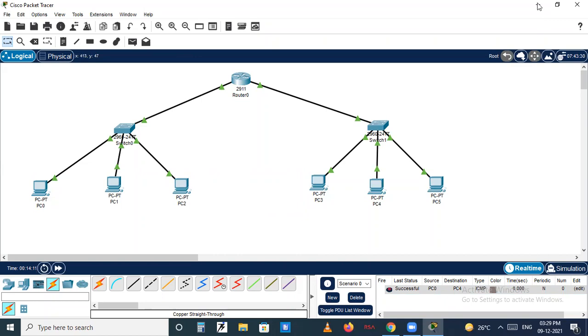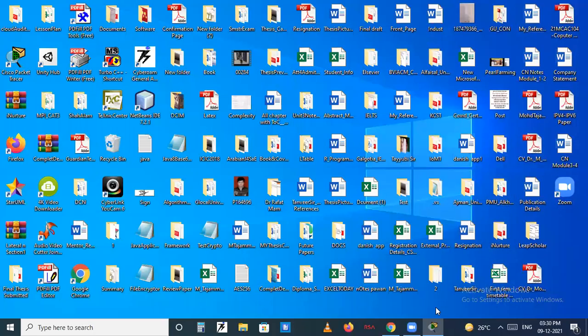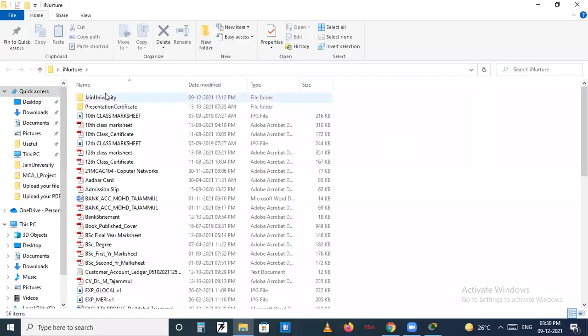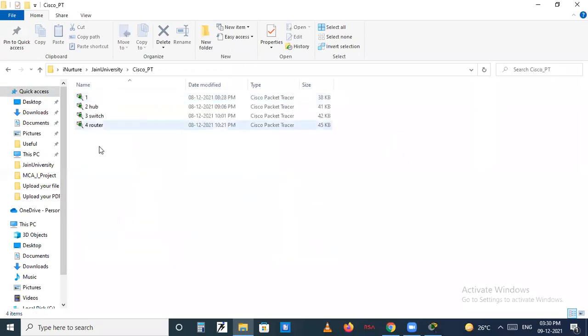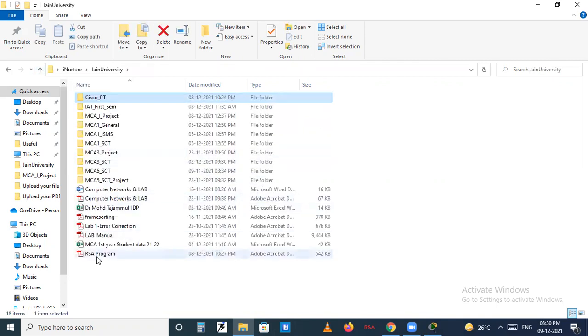Now, what I want to show you, I have already stored these programs here. This is the demonstration: first practical, first one of Cisco Packet Tracer, then second one, third one, fourth one. So these will open in their own application. Once we install Cisco Packet Tracer, then these will open there. Otherwise, it is not possible for you to open these files on your system, right? Yes, sir. So now, next we have the RSA program.